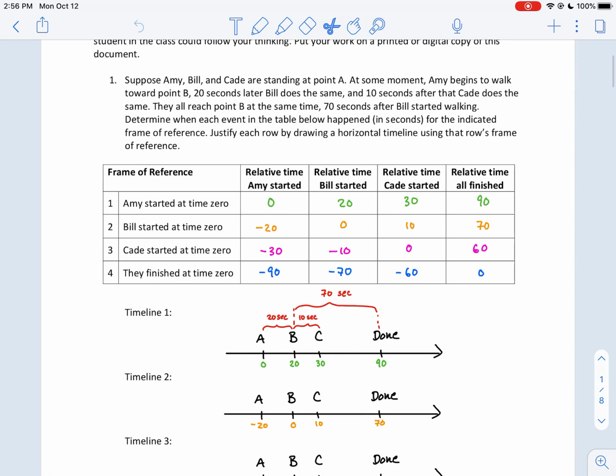On question 1, we had Amy, Bill, and Cade leaving point A and walking towards point B. They leave at different times, but all arrive at point B at the same time. That suggests that they are walking at different speeds, but that really doesn't matter. All we have to know is when each person left and when they all arrived at point B.